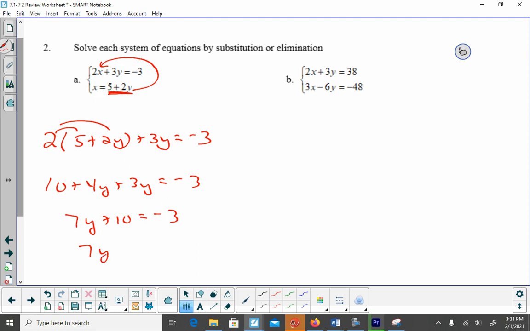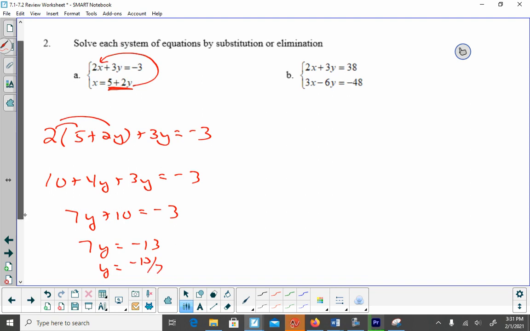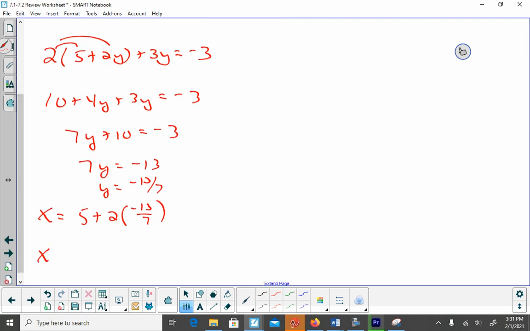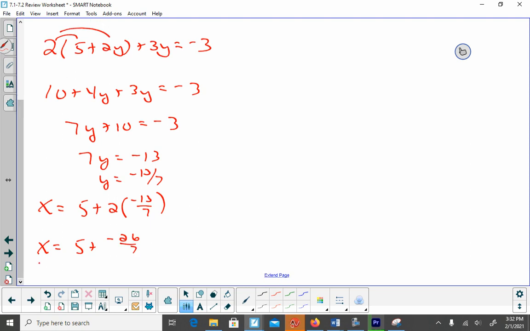Subtract 10 from both sides, so that'll be negative 13, and y is equal to negative 13 sevenths. Not pretty, but it works. To find x, I'm going to put y back into this one, so I'm going to have x is equal to 5 plus 2 times y, which is negative 13 over 7. So x is equal to 5 plus a negative 26 over 7. And when I write this, I'm going to get 9 sevenths. And your calculator will do that for you. So my final ordered answer is 9 sevenths, negative 13 sevenths.